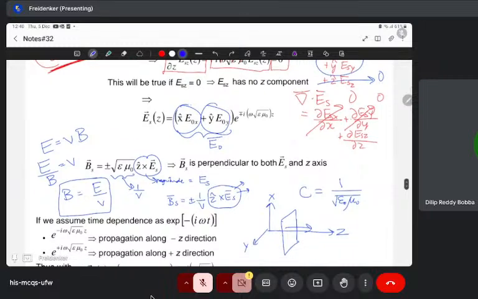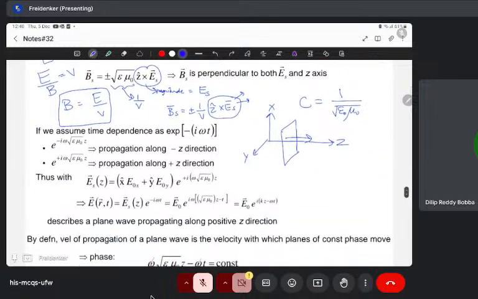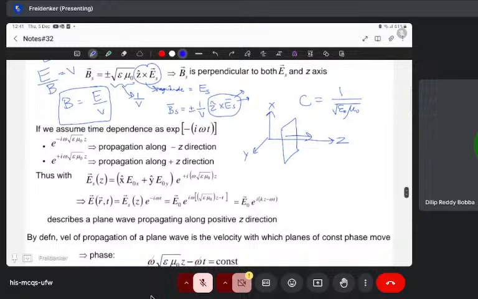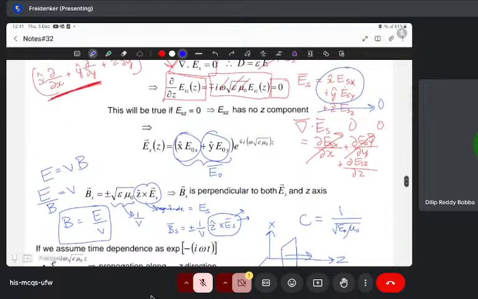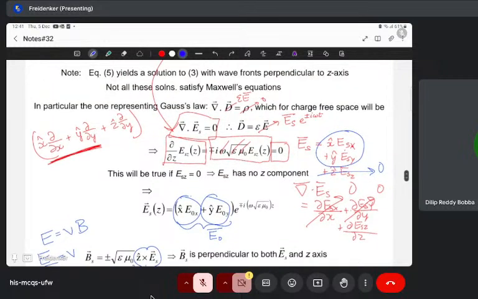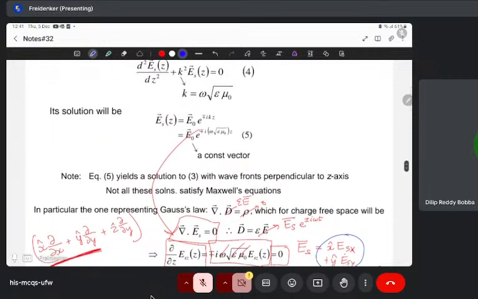Okay, we showed that ES has no z component. Yes, so we will be assuming time dependence. What are we taking? Are we taking plus or minus? We are considering, here we are taking plus. Here, how did we take plus? How first of all, where did we get this from?